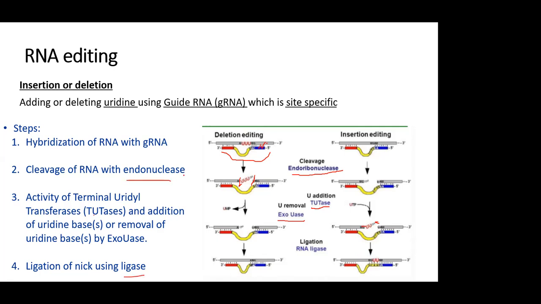So endonucleases, they always cut. Ligases bring together and reattach something that's already cut. So you bring together and attach again. The guide RNA is going to guide the process by stabilizing the messenger RNA. Endonuclease is going to cut. If you want to add, you will use the terminal uridyl transferase to add the uridine bases. If you want to delete, you will use the exoUase. It's going to delete some of the bases. Ligation is going to be done by the ligase. Ligase will go and attach. And you already have the changes.